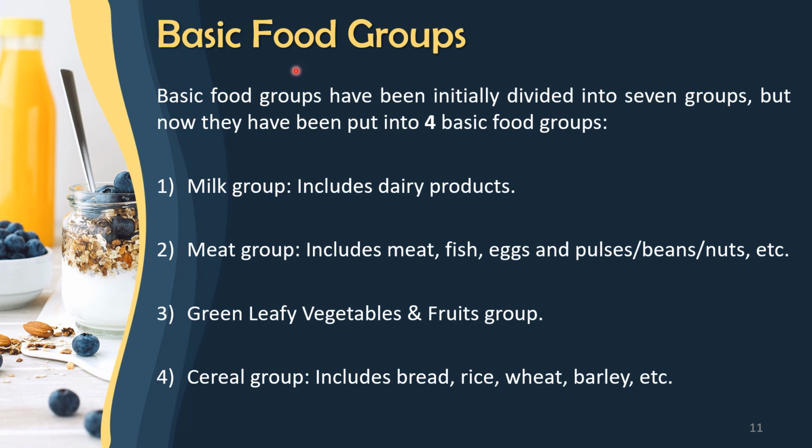Nutrients are present in our food, and our food can be categorized into 4 basic groups. The milk group includes dairy products. The meat group is divided into animal and plant sources, and includes meat, fish, eggs, and pulses, beans, and nuts from plants. The third group is green leafy vegetables and fruits. The fourth group is the cereal group, including bread, rice, wheat, barley. A balanced diet should be an intelligent assortment of items from each of these 4 basic food groups so that different foods rich in different nutrients can contribute to the total nutritive value of the diet.